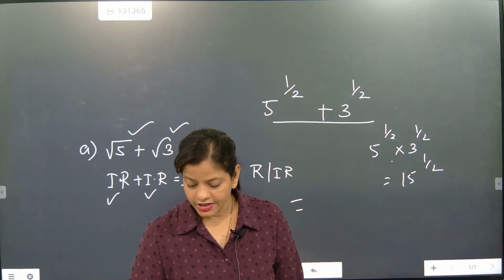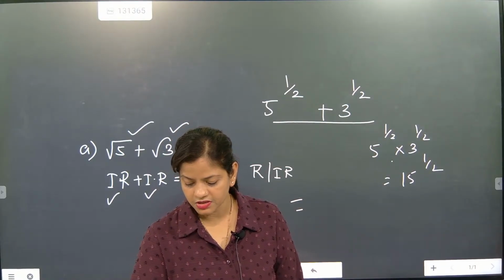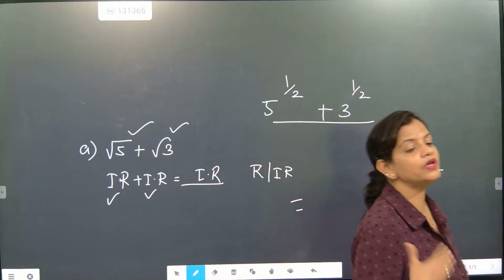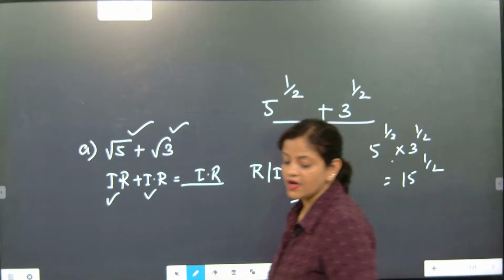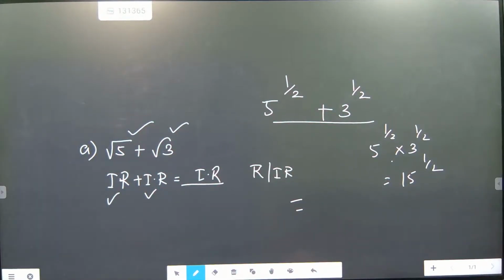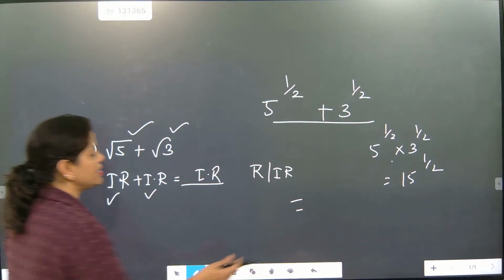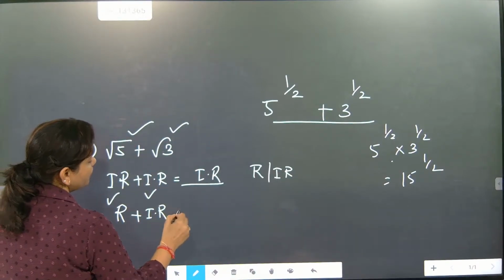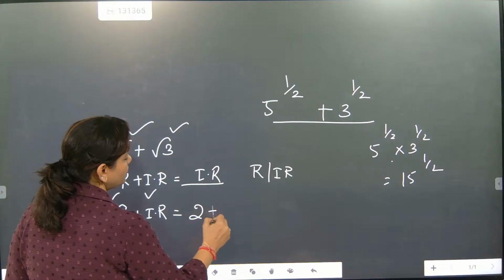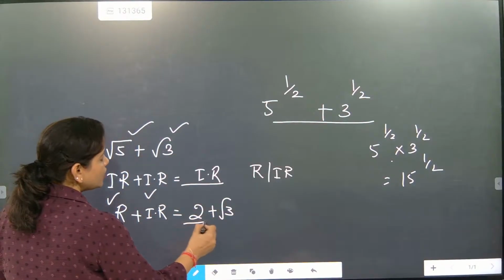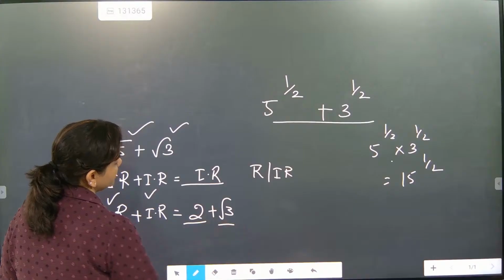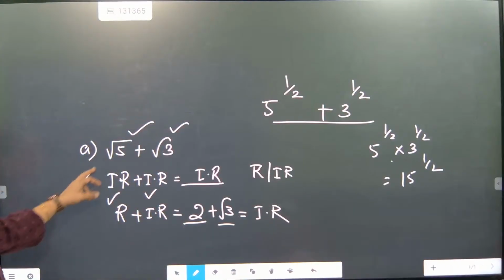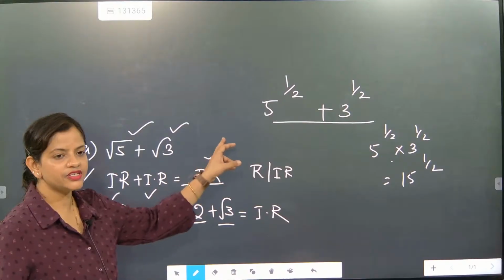Understood? Addition of an irrational number and a rational number, that also I will teach. So addition of two irrational numbers will always give an irrational number. I hope you have understood. Now one rational and one irrational addition. If we add one rational and one irrational number, like 2 plus root 3, 2 is a rational number, root 3 is irrational. Together, they will again become irrational.